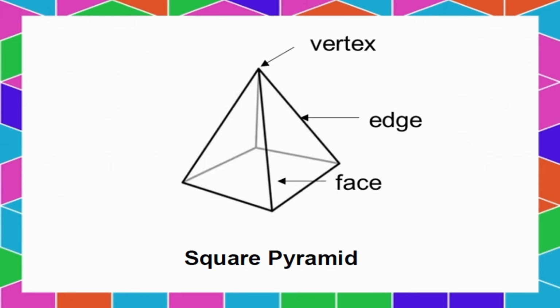Now, we have here a square pyramid. Again, it has faces, edges, and vertices. That figure is what we call a square pyramid.